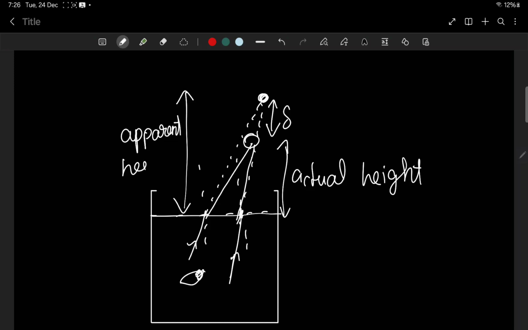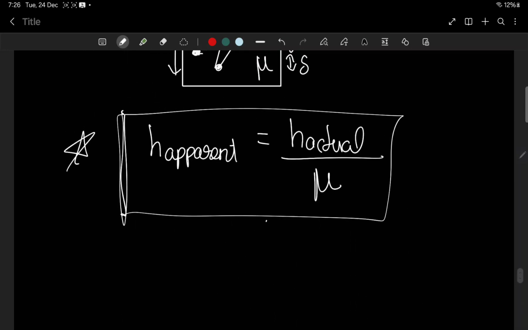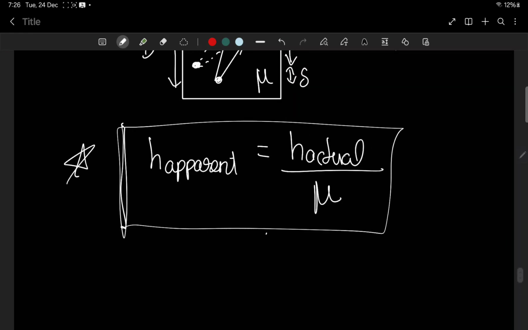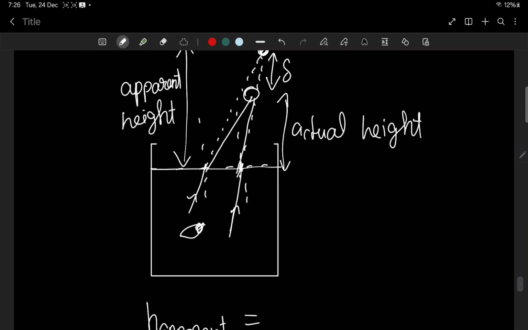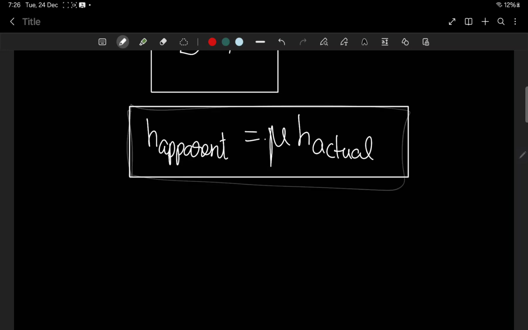Now what is happening? Yes, the apparent height is this. Now what will be the h apparent? It is the opposite formula. It was h actual by mu, because there apparent depth is less than actual depth, so we divide by mu. Here apparent height is more than actual height, greater, so we multiply actual height with mu, so we get the apparent height. These two formulas are really important. Okay.